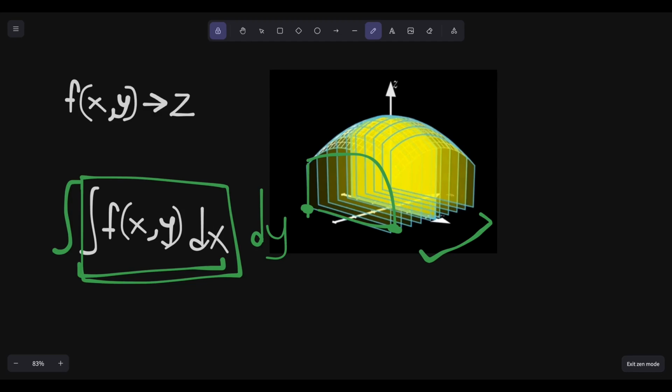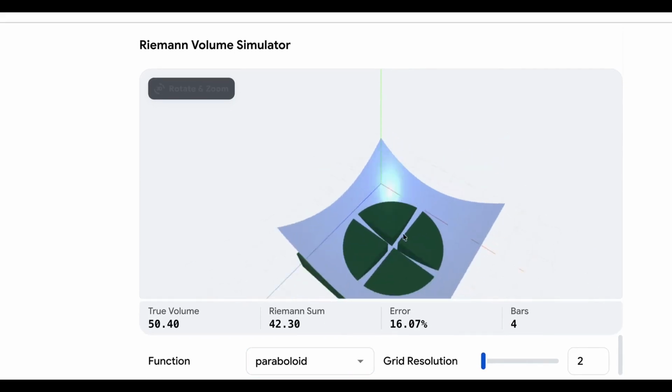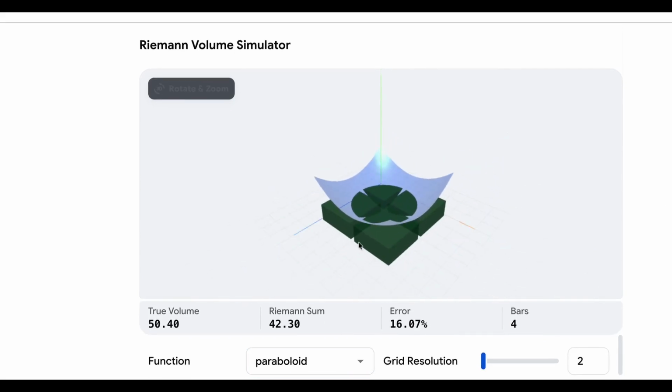Now, why settle for one interpretation when you can settle for two? Here's this simulation from Gemini. Another way to think about double integrals is that if you're taking a tiny step along dx and then a tiny step along dy and multiplying by height, you actually get a tiny rectangular block, right?